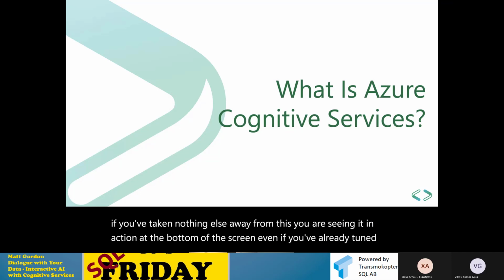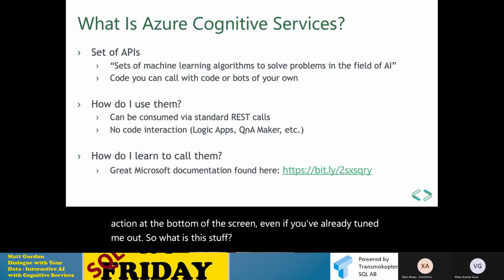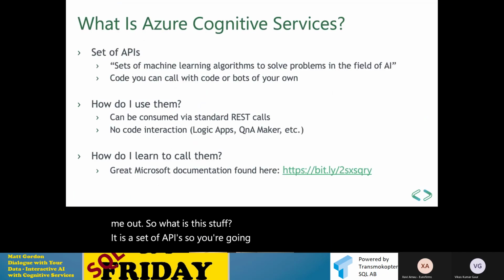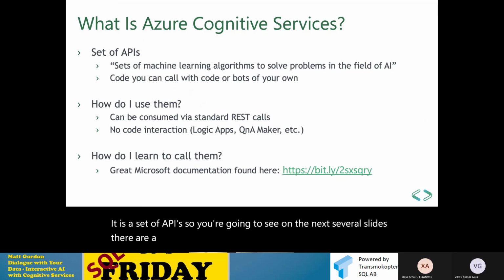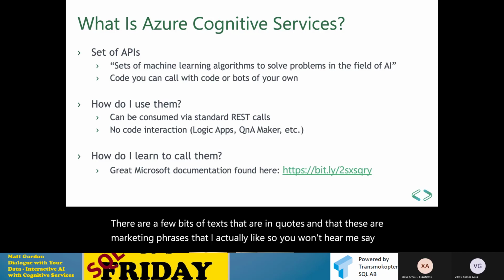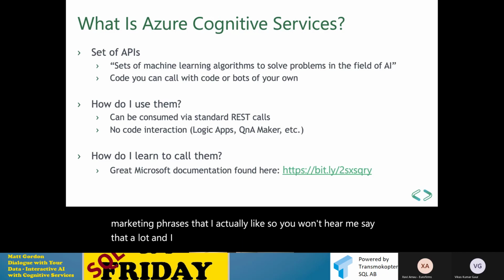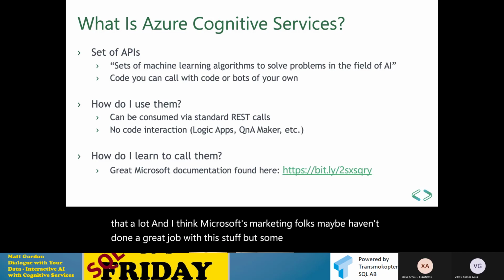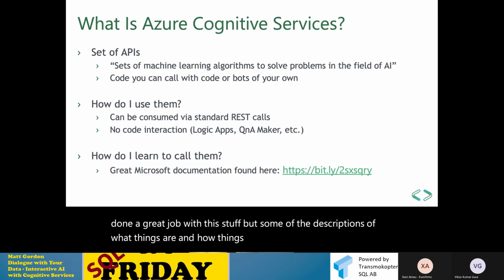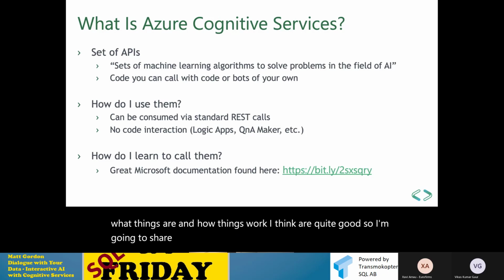So what is this stuff? It is a set of APIs. So you're going to see on the next several slides, there are a few bits of text that are in quotes. These are marketing phrases that I actually like. So you won't hear me say that a lot. And I think Microsoft's marketing folks maybe haven't done a great job with this stuff. But some of the descriptions of what things are and how things work, I think are quite good. So I'm going to share those here because it sets the framework for what we're going to talk about.